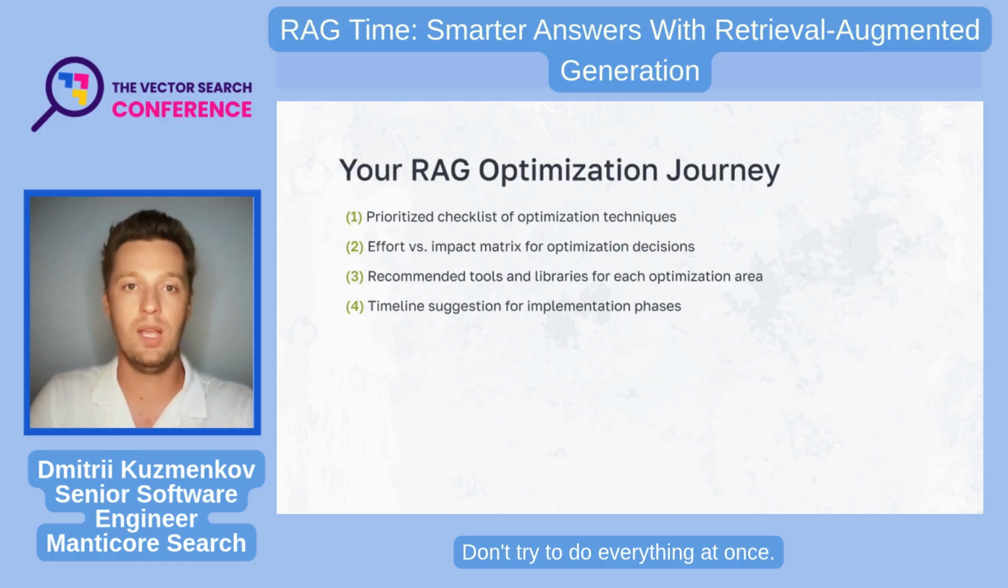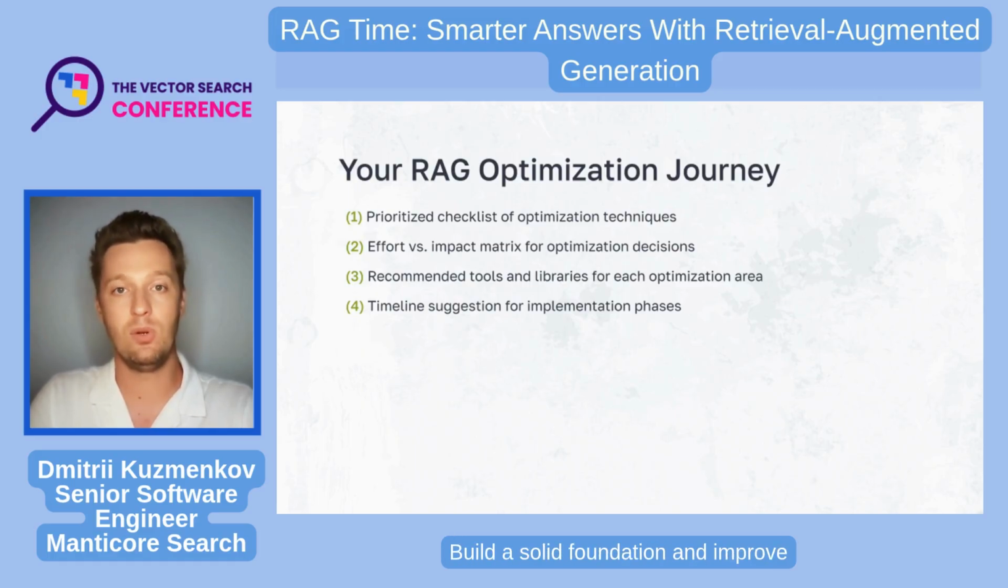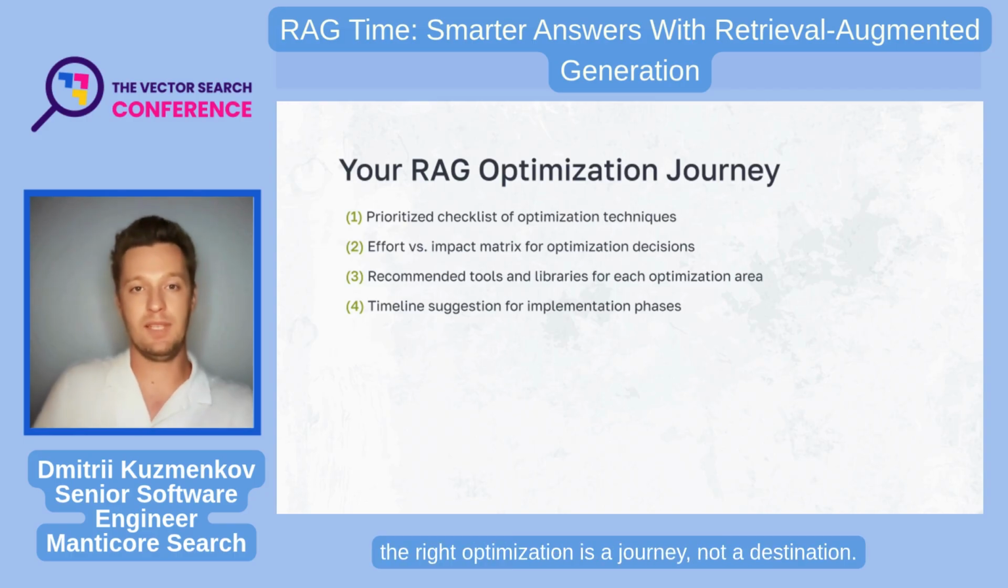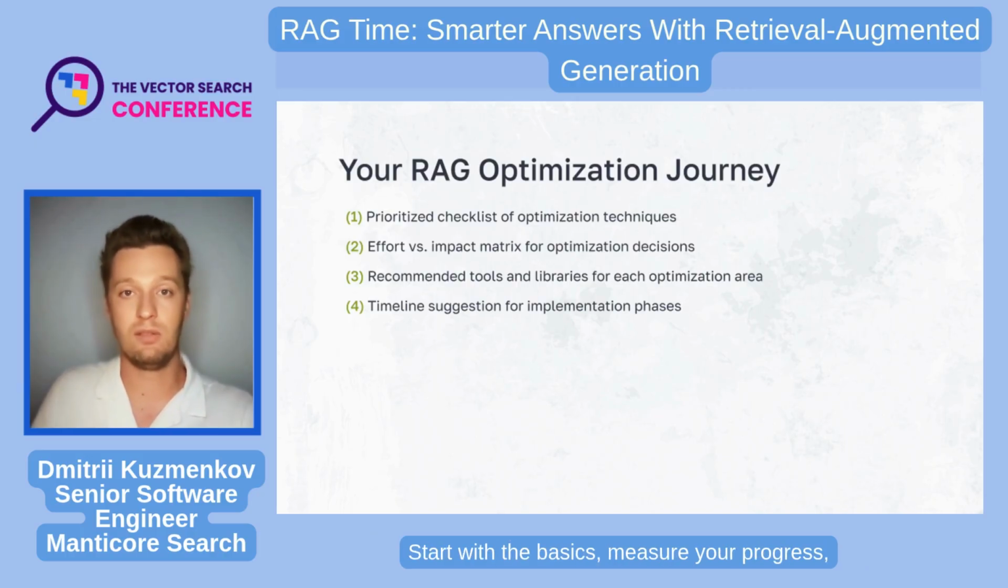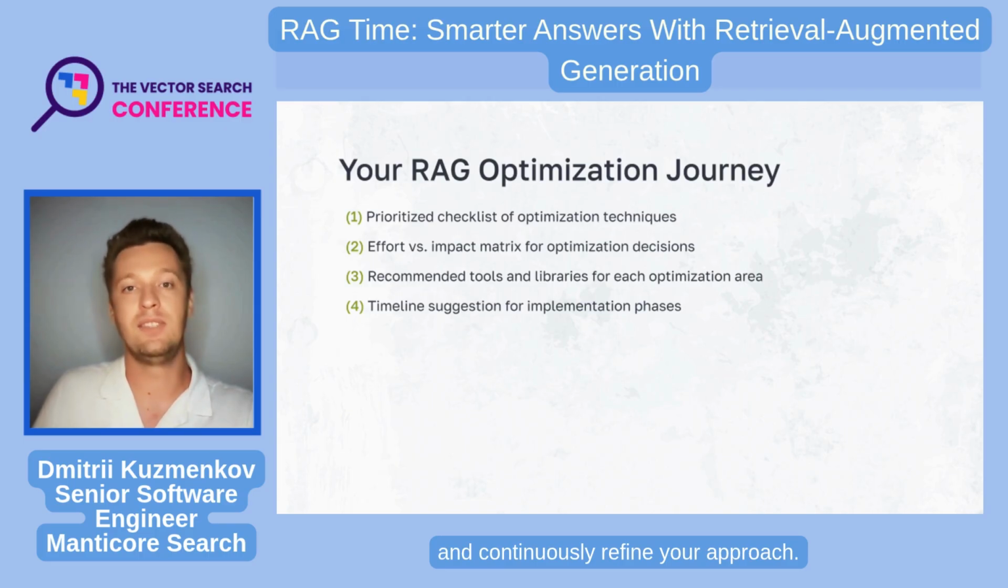Don't try to do everything at once. Build a solid foundation and improve iteratively. Remember, RAG optimization is a journey, not a destination. Start with the basics, measure your progress, and continuously refine your approach.